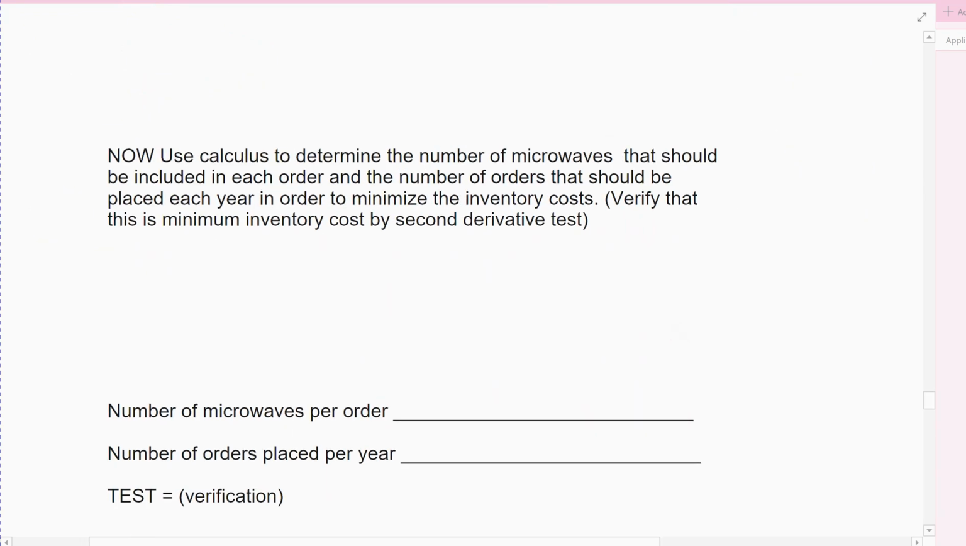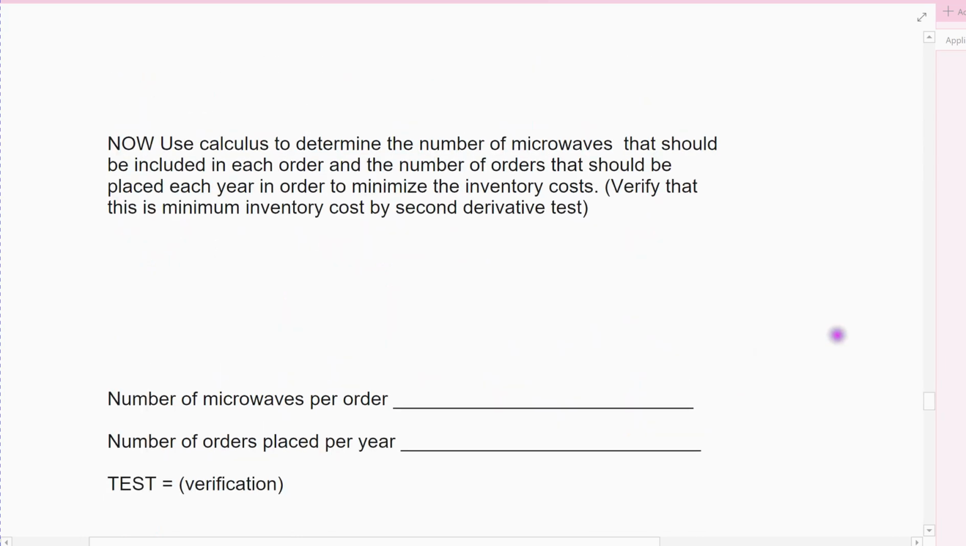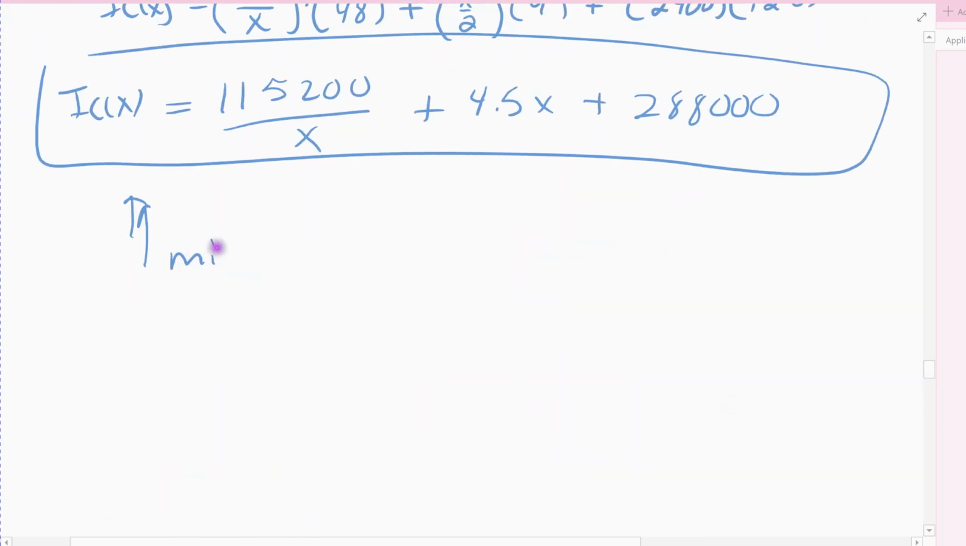Calculus is used to determine the number of microwaves that should be included in each order, and the number of orders that should be placed to minimize inventory cost, verified as a minimum. So this is what we want to find: the number of microwaves, how many orders, and our verification. I'm going to do my work up here. So we want to minimize.